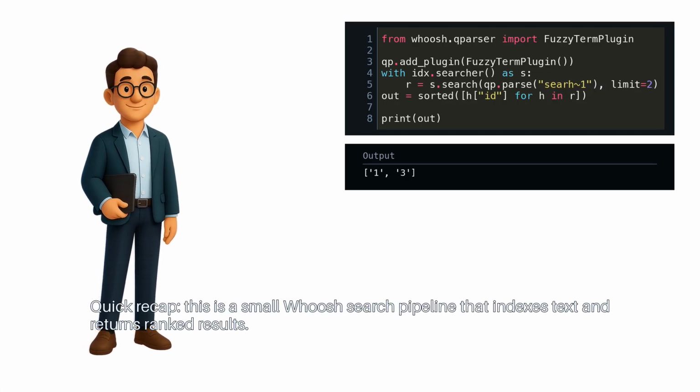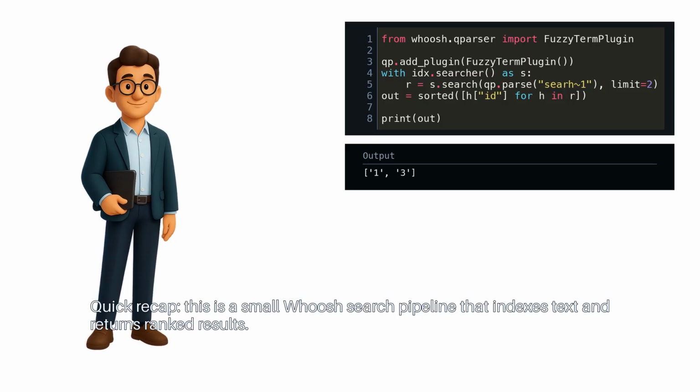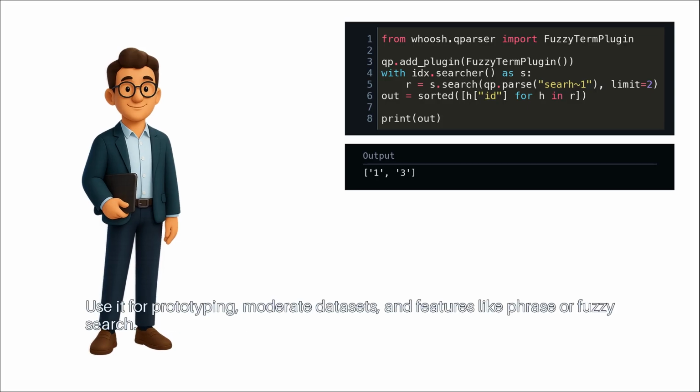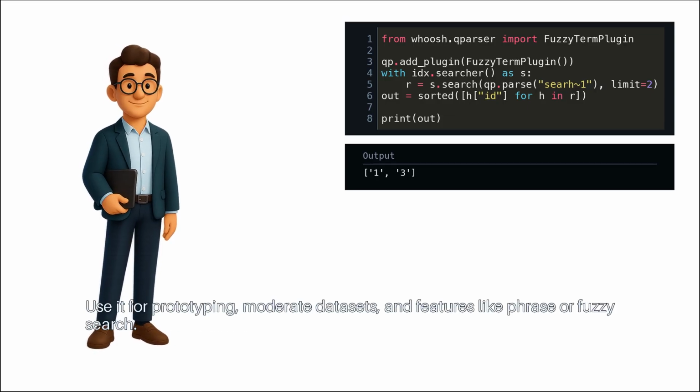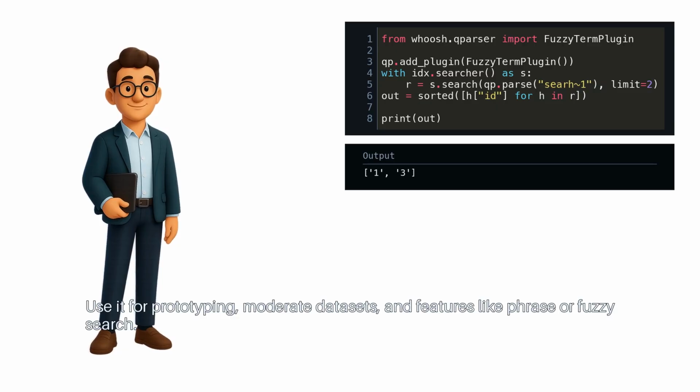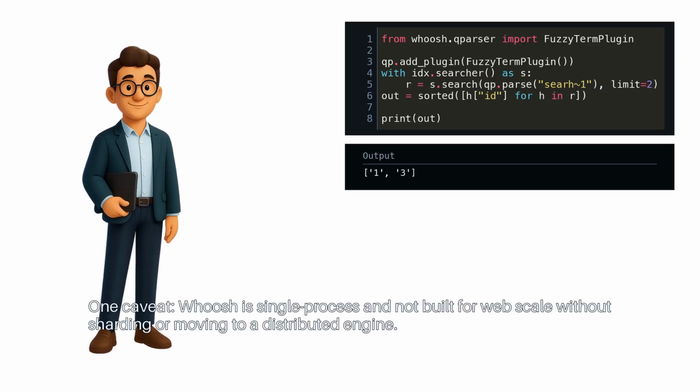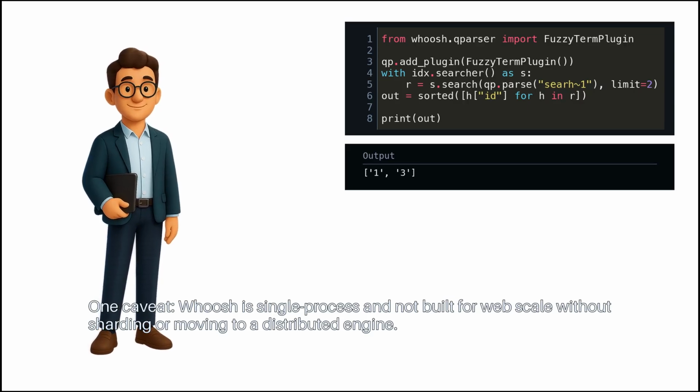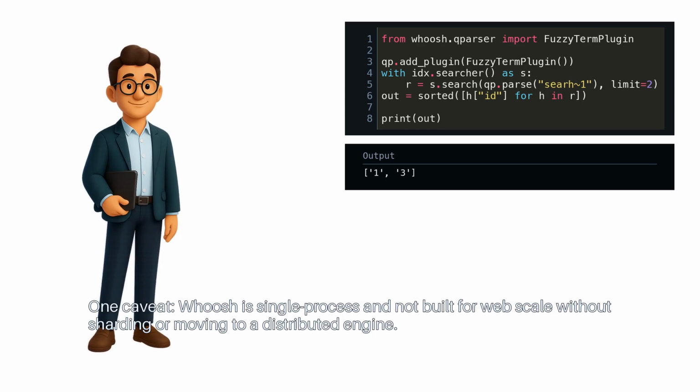Quick recap. This is a small Whoosh search pipeline that indexes text and returns ranked results. Use it for prototyping, moderate datasets, and features like phrase or fuzzy search. One caveat. Whoosh is single process and not built for web scale without sharding or moving to a distributed engine.